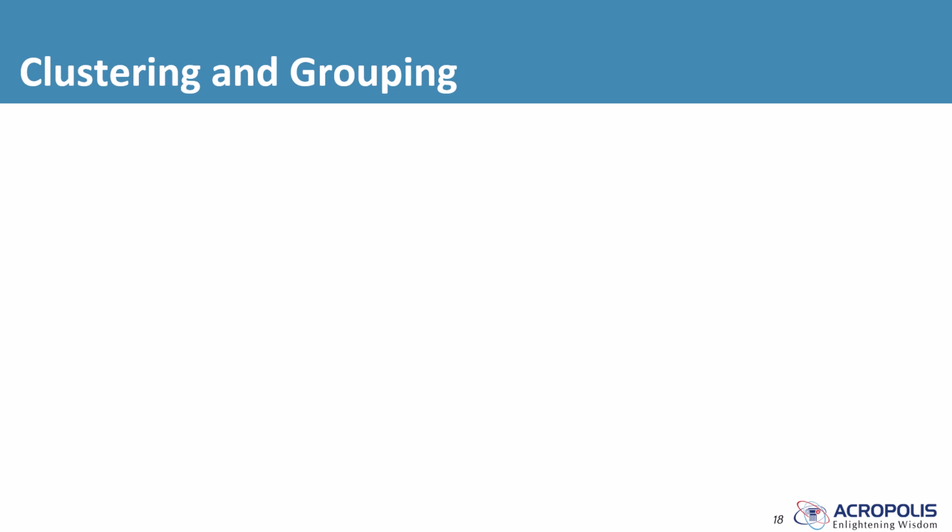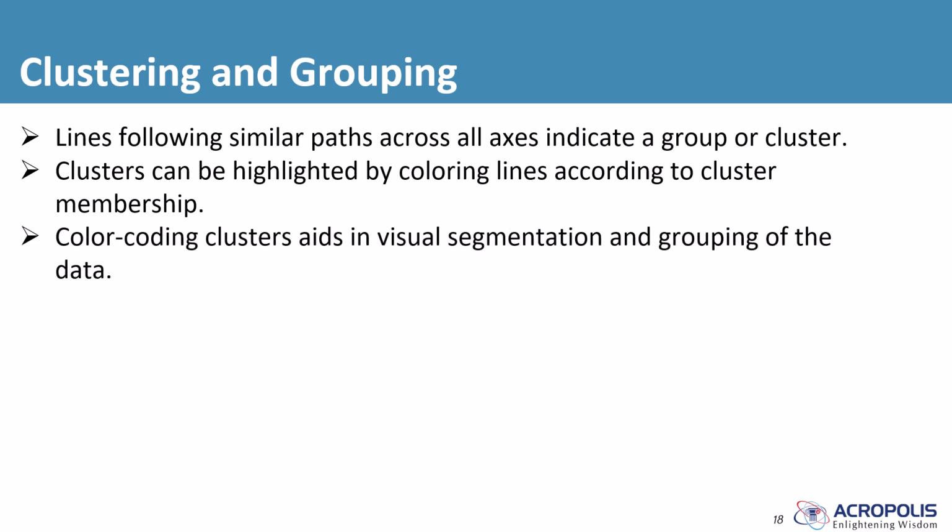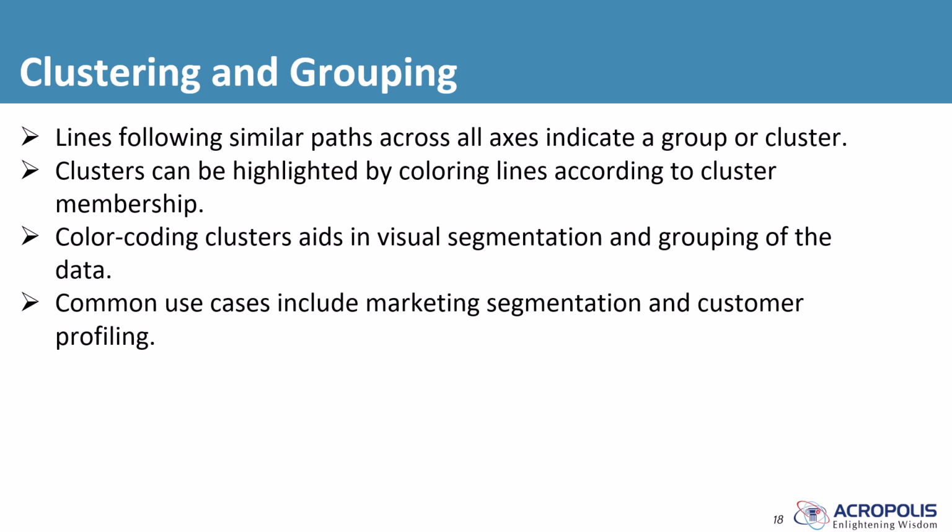Clustering and grouping. Lines following similar paths across all axes indicate a group or cluster. Clusters can be highlighted by coloring lines according to cluster membership. Color coding clusters aids in segmentation and grouping of the data. Common use cases include market segmentation and customer profiling.